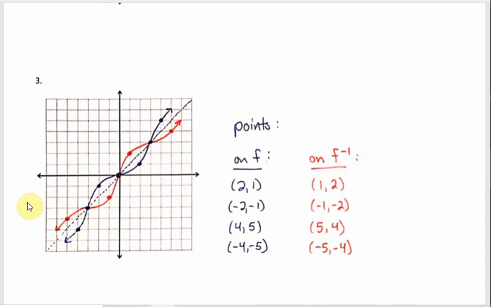I mean, that's all that I really used here. I plotted those 4 points and then just mimicked the shape of f, just going the other way around y equals x. And that's enough to give you a pretty good looking picture.